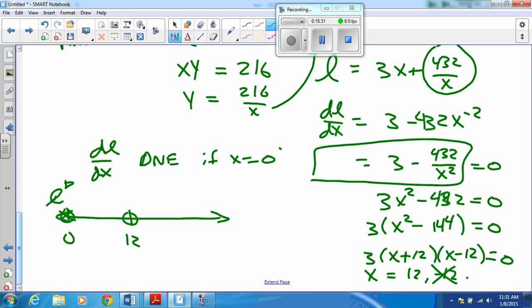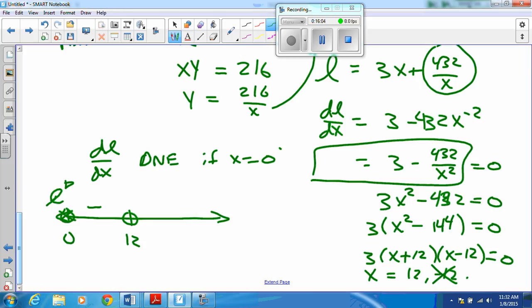Somebody give me a really easy value of x between 0 and 12 that I can work with. I like 1. Because I can see that dL/dx at 1 is going to be 3 minus 432 over 1. Is that a positive value or a negative value? It's a negative value. And because my derivative is negative at 1, it must be negative at all values of x between 0 and 12, because it can't go from negative to positive without crossing through 0. And I know where my derivative is 0 at 12.